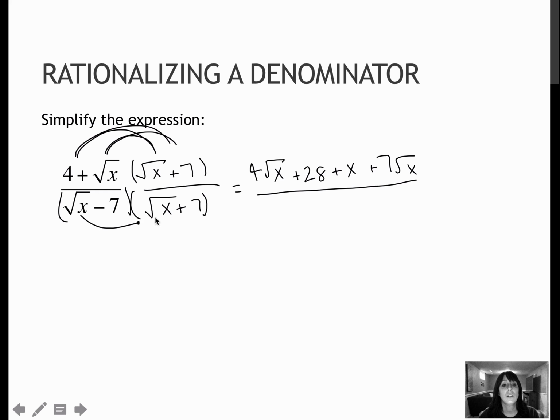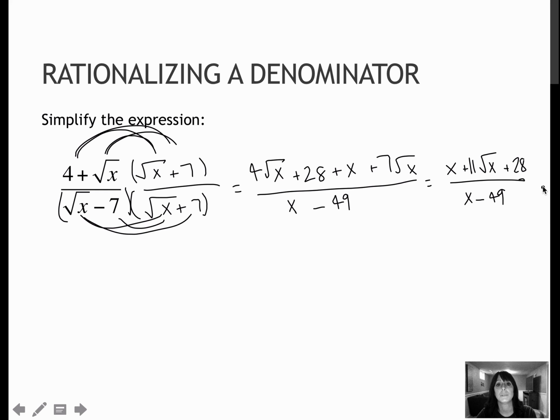For my denominator, radical x times radical x gives me x. This gives me plus 7 radical x minus 7 radical x. Those will cancel. Minus 7 times plus 7 is minus 49. Now let's reduce what we can. So on my numerator, I have an x. I'm going to write that one first. I have a 4 and a 7, so 11 radical x, and 28, plus 28. And then x minus 49 on the denominator. And that's all I can do.